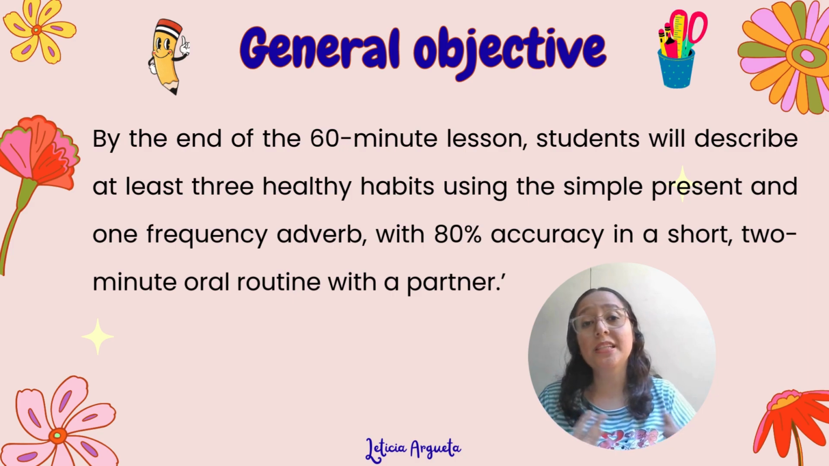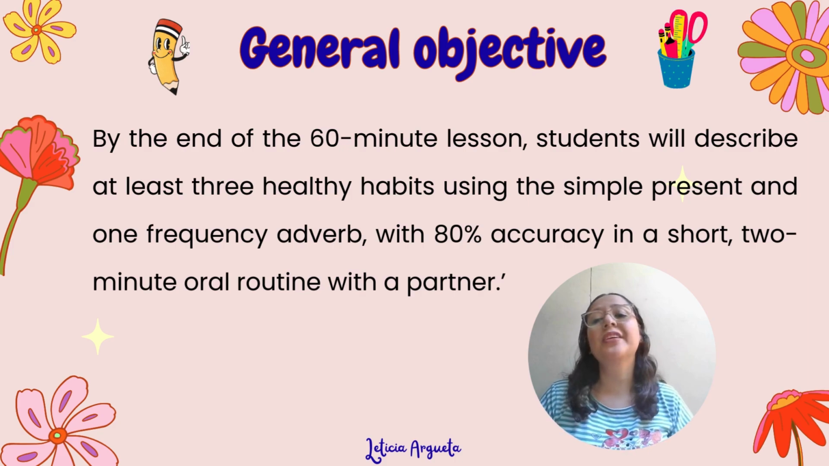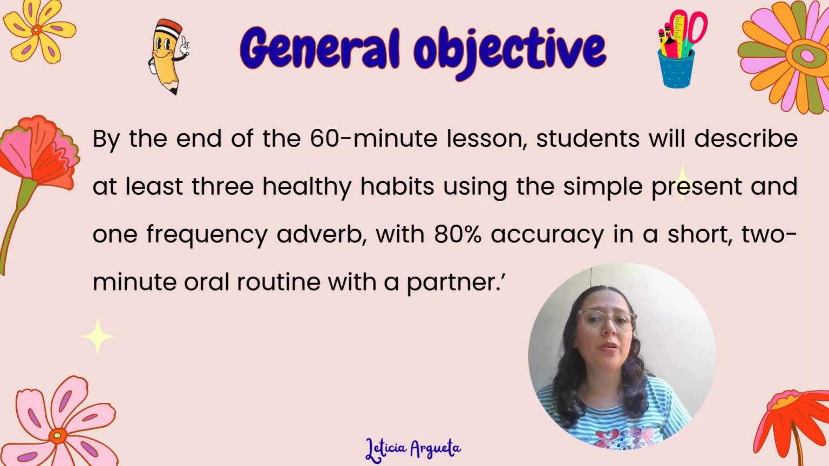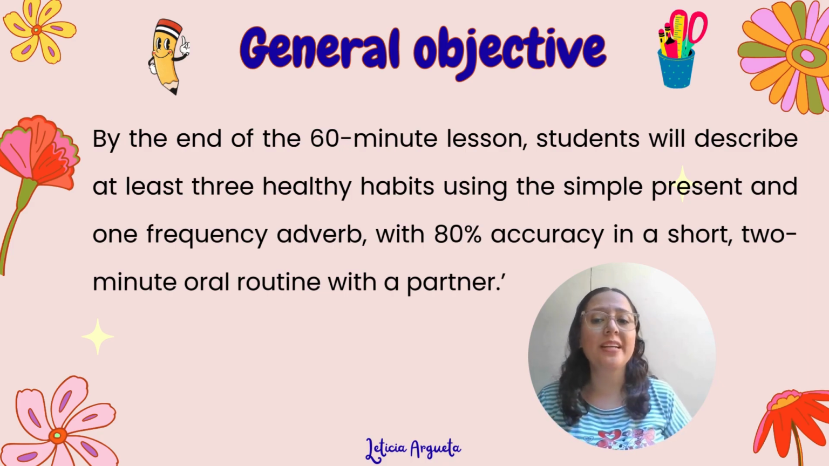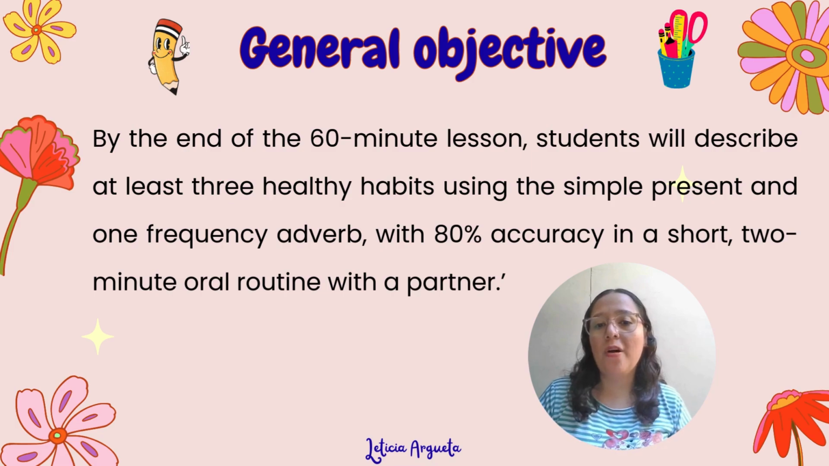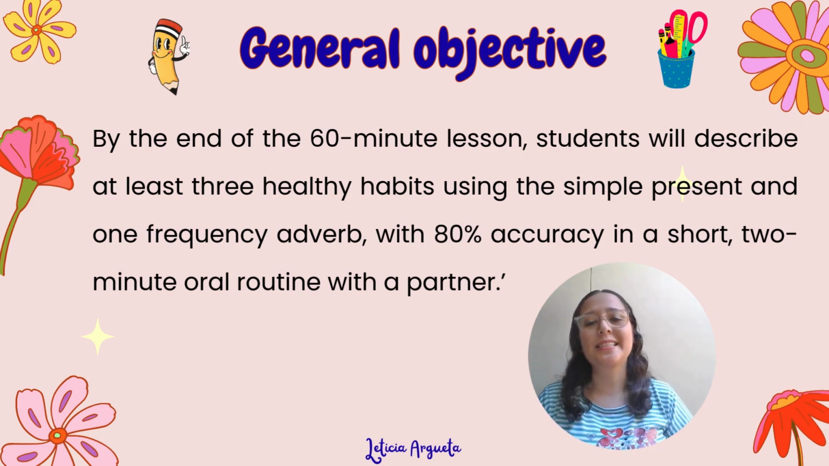This objective is SMART because it's specific: describe three healthy habits. It's measurable: I can measure accuracy and the number of sentences. It's achievable: A2 students can do this with practice. It's relevant: it connects to real life and the class topic. It's time-based: it must happen by the end of the 60-minute class.